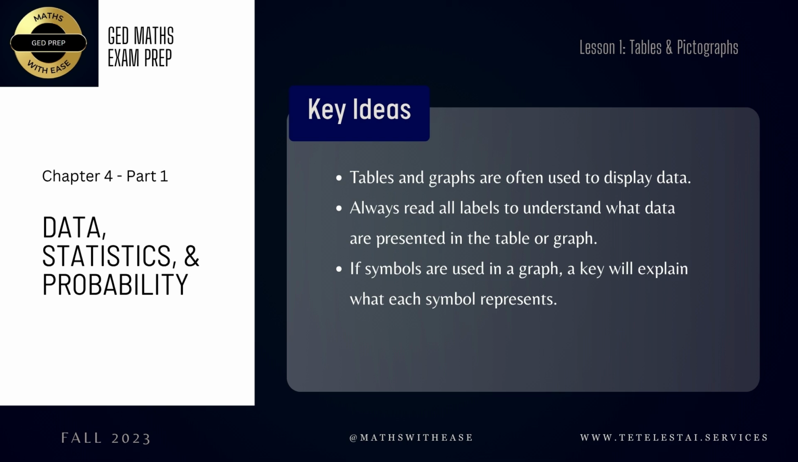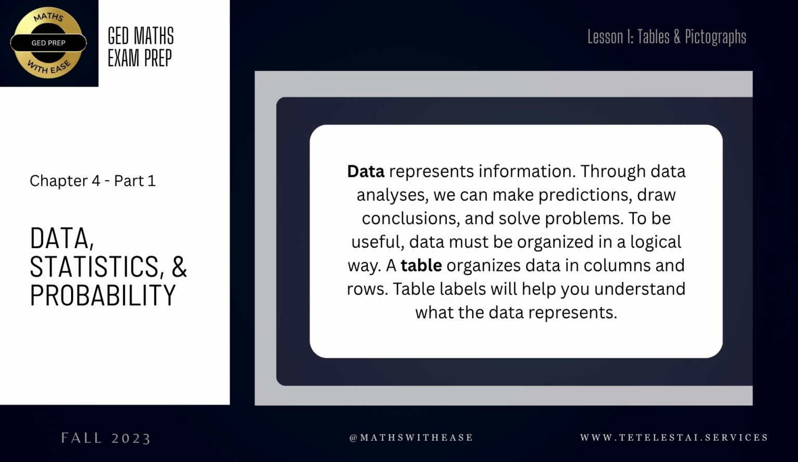Data are facts and information, and by analyzing data, we can make predictions or draw conclusions and solve problems. To be useful, data has to be organized in a certain way. And so a table essentially organizes data along columns and rows, and the labels in the table will help you understand what the data mean.